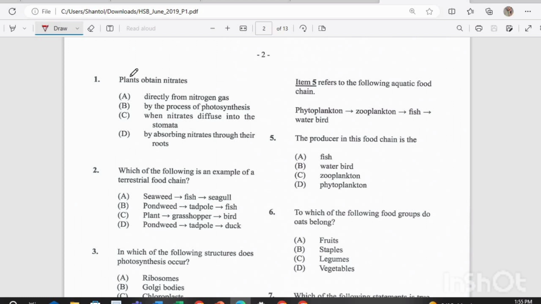Question 1. Plants obtain nitrates A. Directly from nitrogen gas. B. By the process of photosynthesis. C. When nitrates diffuse into the stomata. Or D. Absorbing nitrates.